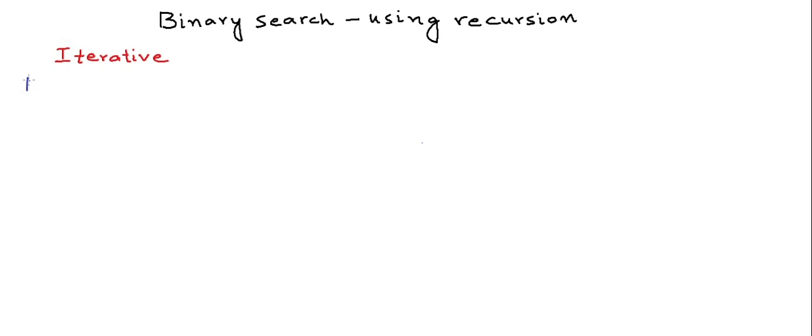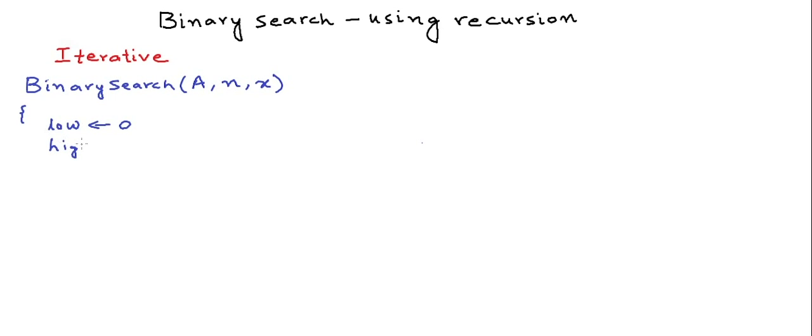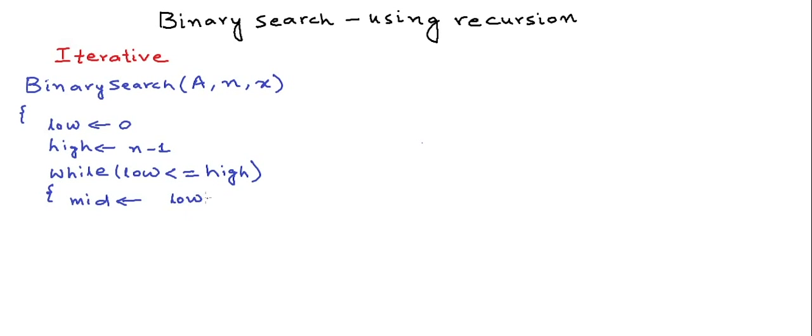So I will write a method binary search that will take as argument a sorted array A, the size of the array n, and an element x that is to be searched for. Then we initialize two variables, low and high, low to 0 and high to n minus 1, and we say that while low is less than or equal to high, calculate the middle index as low plus high upon 2.